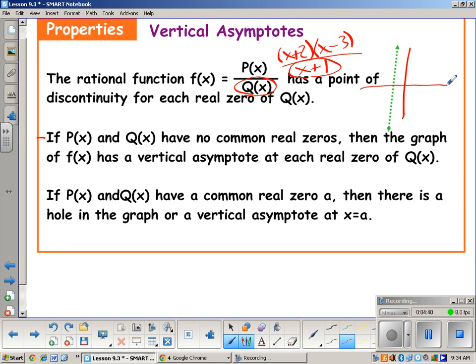If p of x and q of x have a common real 0, a, then there is a hole in the graph or a vertical asymptote at x equals a. Okay? We have to look at that "or" a little bit closer. In my experience, when they have the same zero, it's just going to be a hole in the graph, okay? Now, your question was, are they mutually exclusive? No, it's possible.